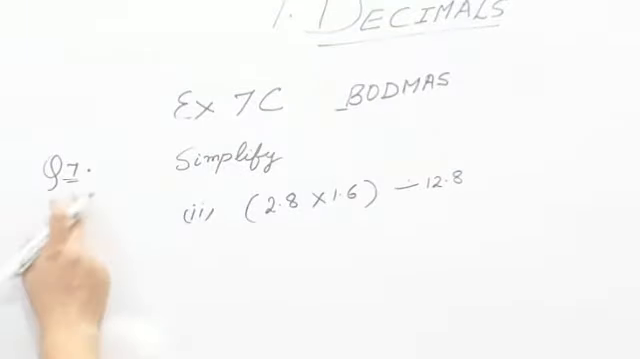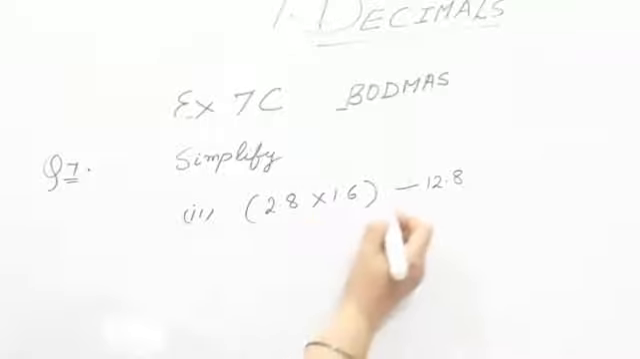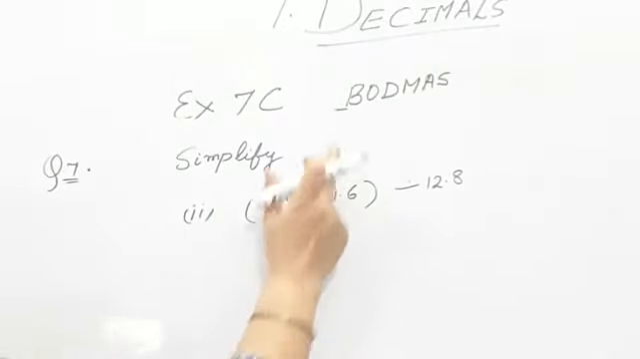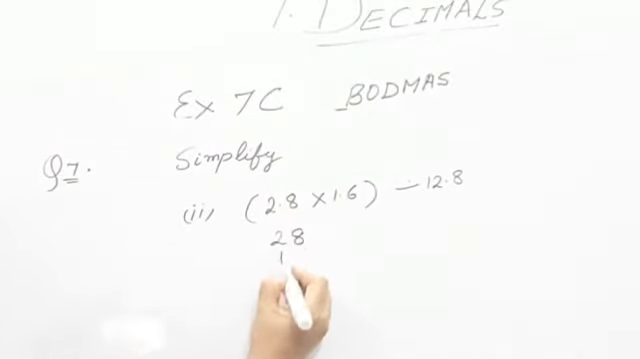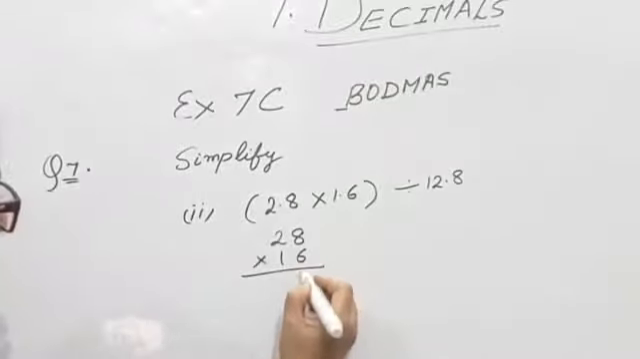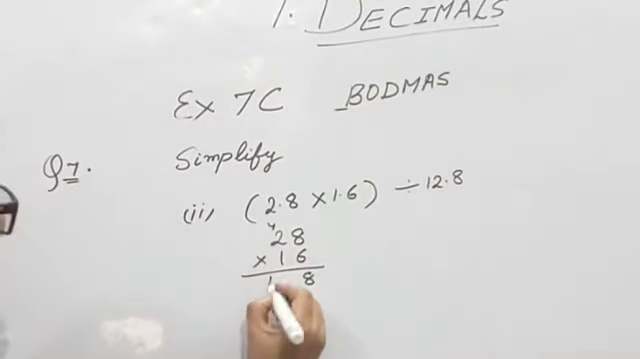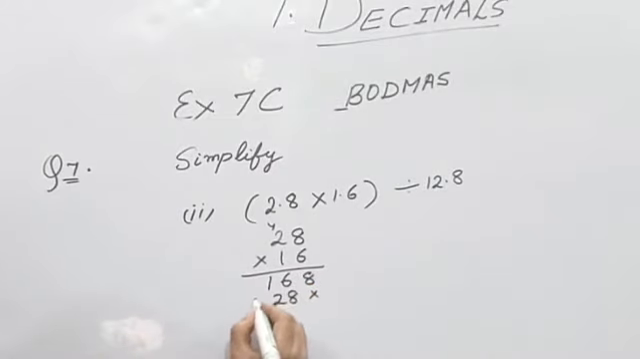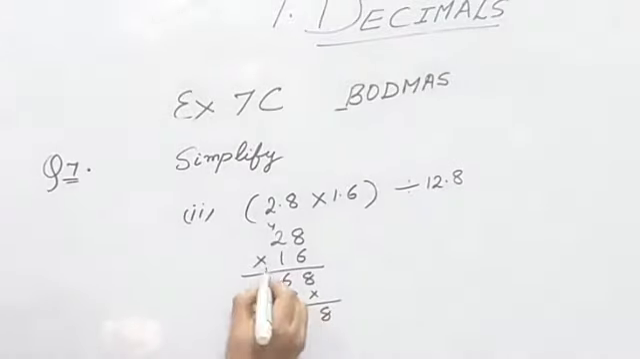Children, question number 7, second part. 2.8 into 1.6 divided by 12.8. Because this is in bracket, first we'll solve the bracket according to BODMAS. So let's multiply 28 with 16. 6 8s are 48, 4 down, 4 carry over. 6 2s are 12 plus 4, 16, 168. 1 into 28 is 28. Add the 2. 8, 6 plus 8, 14, 4 down, 1 carry, 2, 1, 3, 4.